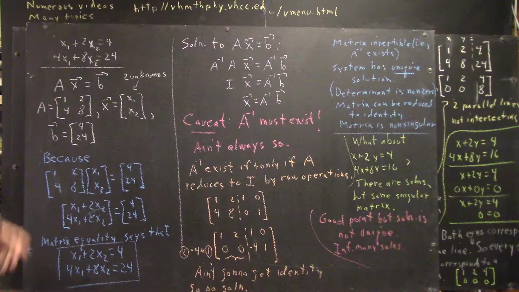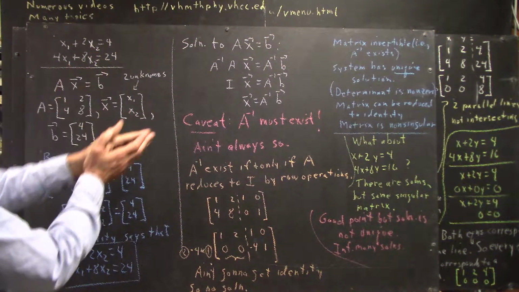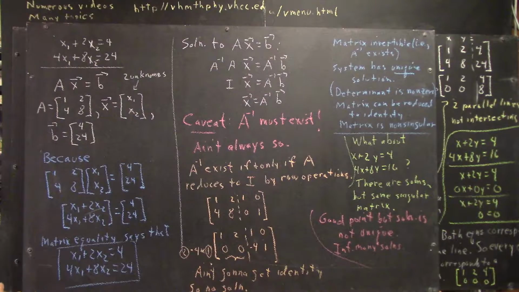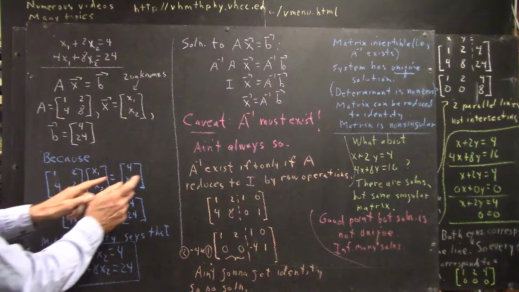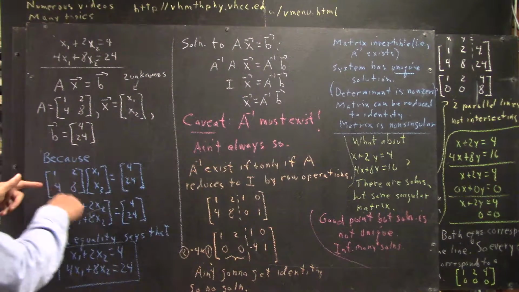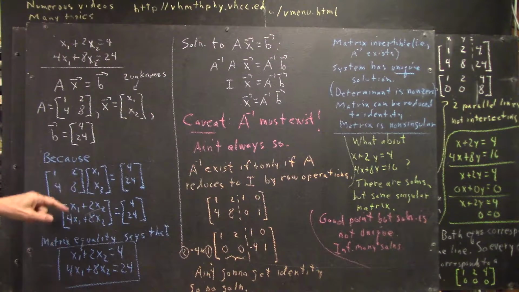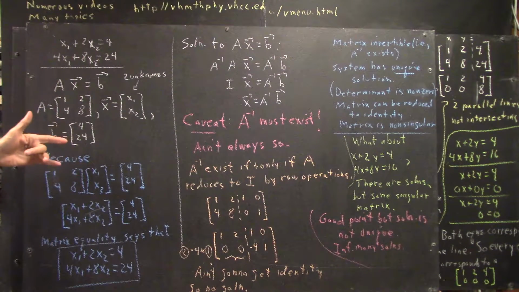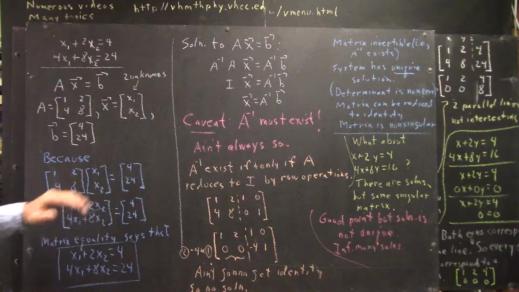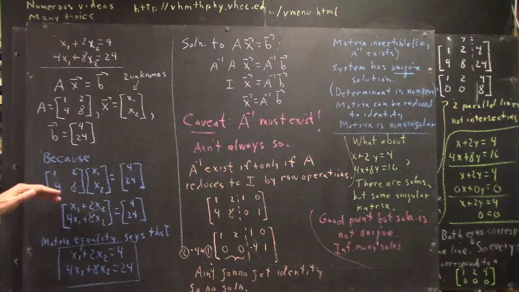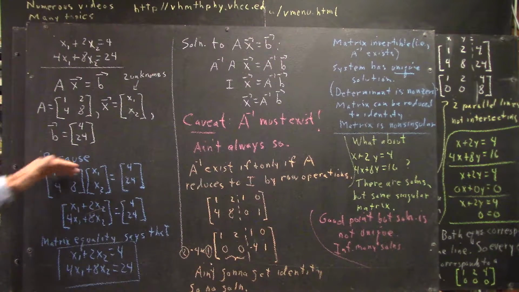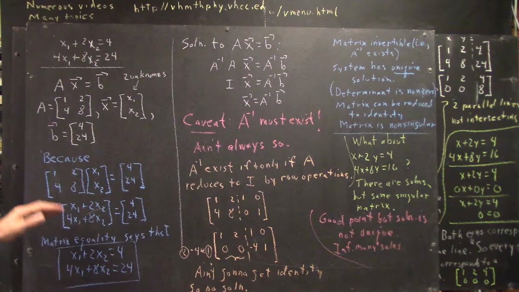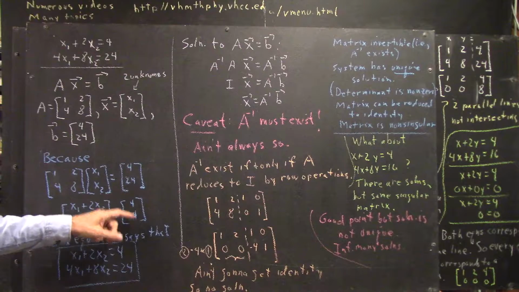Because, why? Well, let's just write out what AX equals B means for this A, this X, and this B. Now there's A, there's X, there's B. Multiply through by this matrix and we get x1 plus 2x2 for the first row. And first row times the column gives us this. Second row times the column gives us 4x1 plus 8x2, still equal to 24.